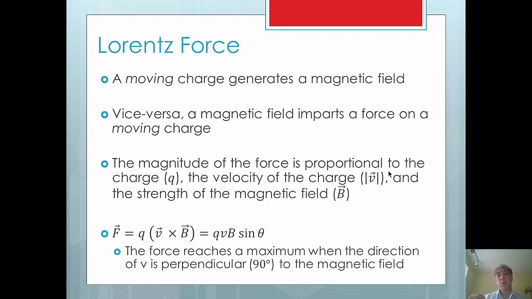The force is equal to the charge, in coulombs, times the velocity multiplied by the magnetic field B. We use the letter B to represent the magnetic field. Although I say multiply, this is not your standard multiply, because velocity and the magnetic field are both vectors. This is actually what's called a cross product.